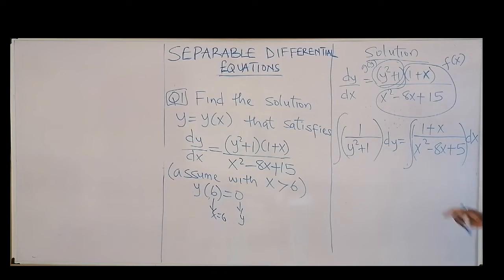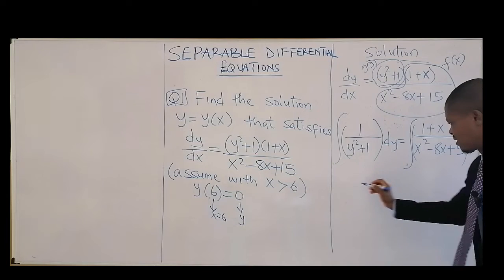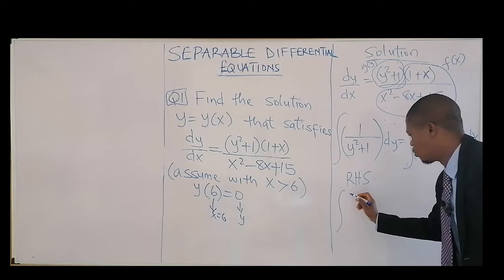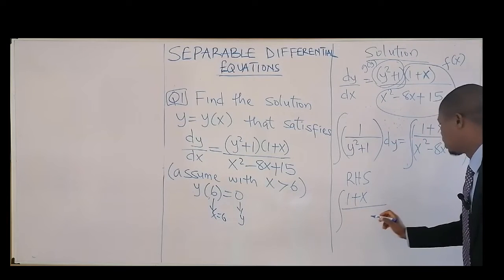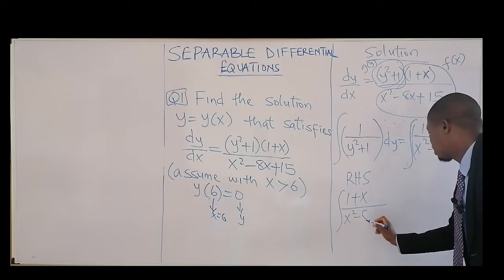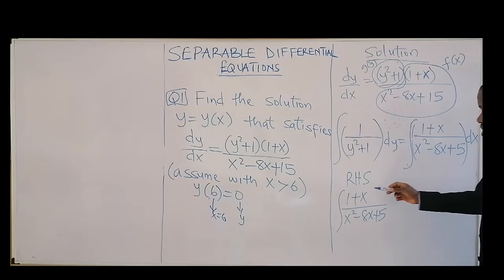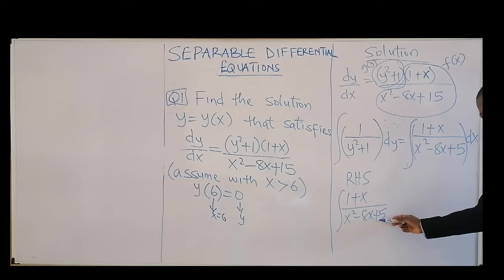Okay, so that's what we have done now. We now look at the expression we have here. Let's check the right hand side. The right hand side is the integral of 1 plus x all over x squared minus 8x plus 15. First observation, we realize that the degree, the power of the numerator is lower than that of the denominator. That's very good. So that means we are not going to do polynomial division.